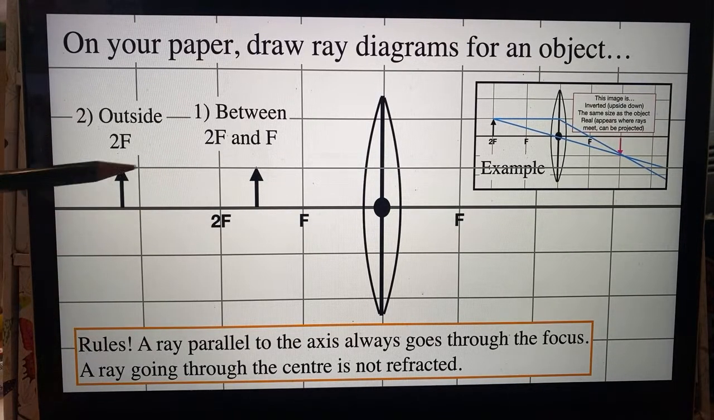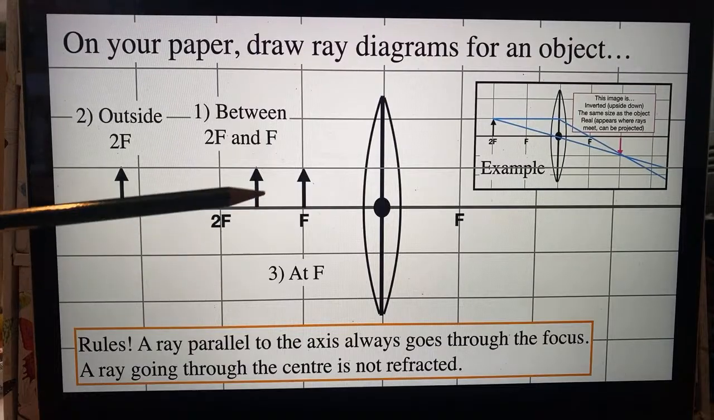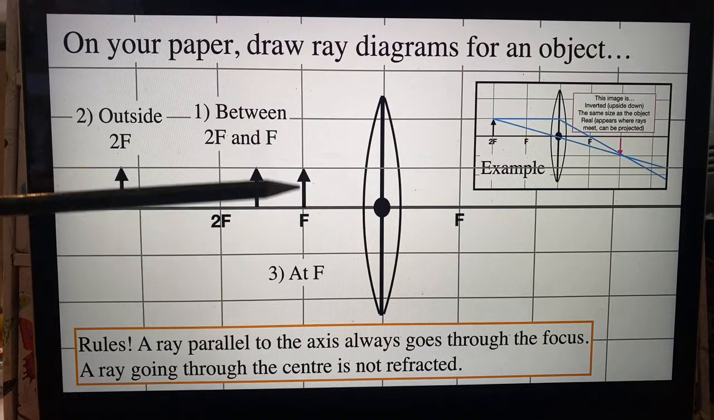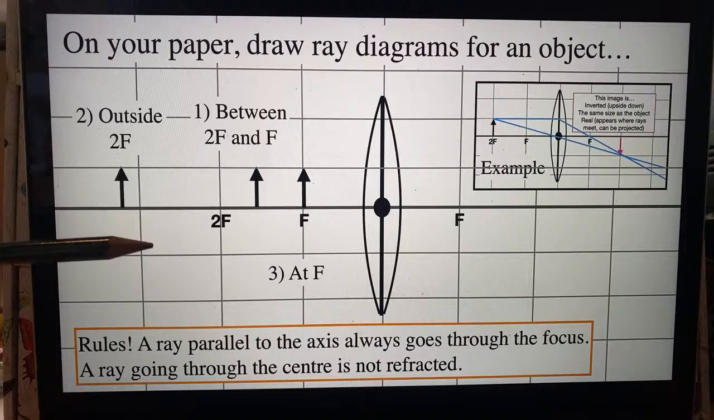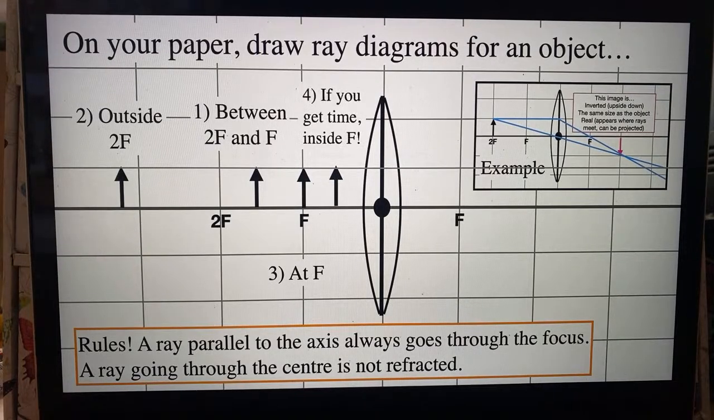Can you do it for one that is outside 2F, so further away than 2F? I've done it like a square and a bit. And can you do it for one which is actually on F as well? Make all your objects 1 square high. And then if you get time, if you're enjoying yourself, try one inside F as well and see what happens. So even closer to the lens than F. So your rules are a ray parallel to the axis always goes through the focus, and a ray going through the centre is not refracted at all.